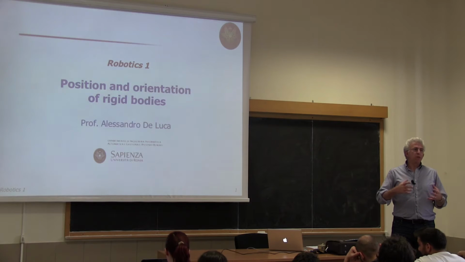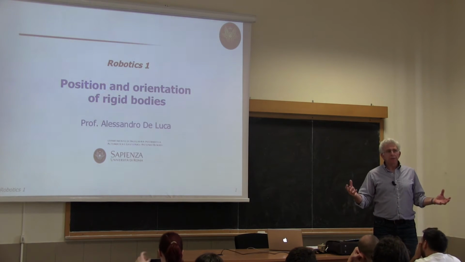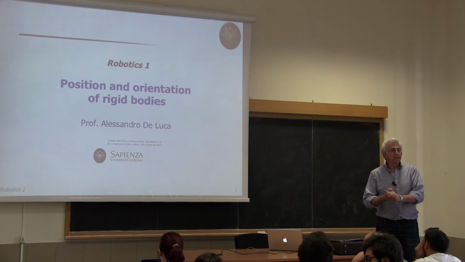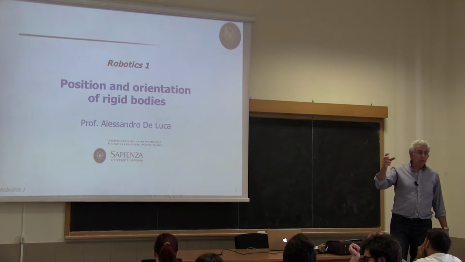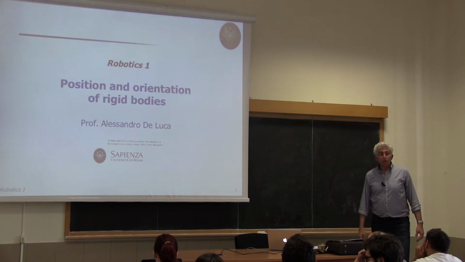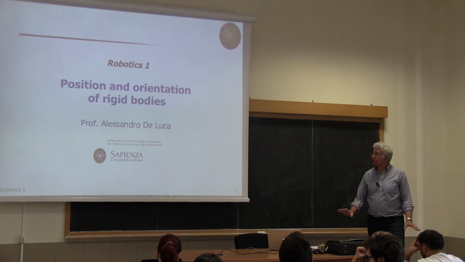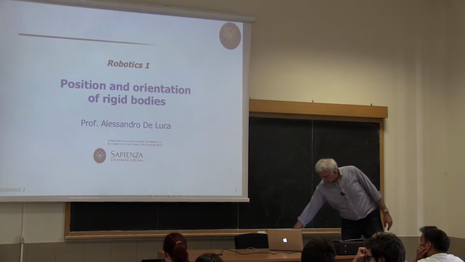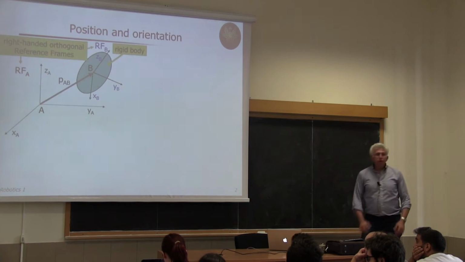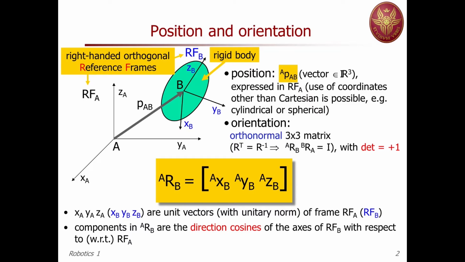And this rigid body will be a generic link of our robot manipulator, or more specifically, the end effector body carrying some tool or payload of our manipulator. But for the benefit of abstraction, now we will consider just a generic rigid body in space. So how do we characterize position and orientation? We have to make sure that we start from solid ground.